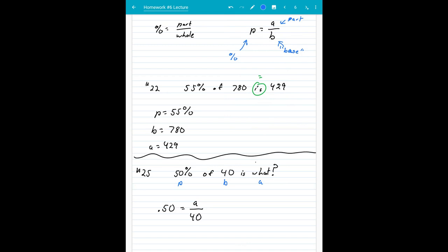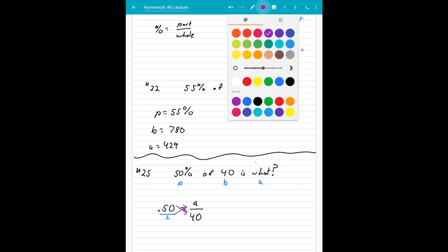So what we want to do here is do cross multiplication, but we don't have a bottom number here. So we just assume like there's a little one right here. If there's no bottom number written, we just assume there's a one. We go ahead and cross multiply 1 times A and 0.5 times 40.